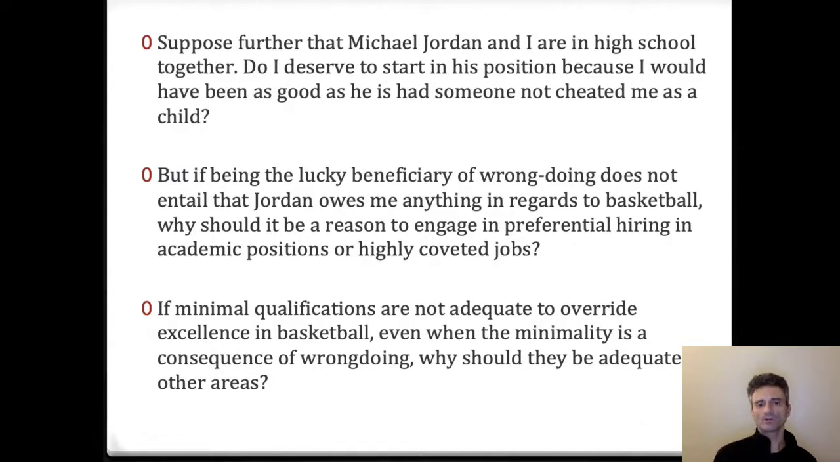So if minimal qualifications are not adequate in basketball, then it doesn't seem that there's any reason to say that minimal qualifications are adequate to do preferential hiring.